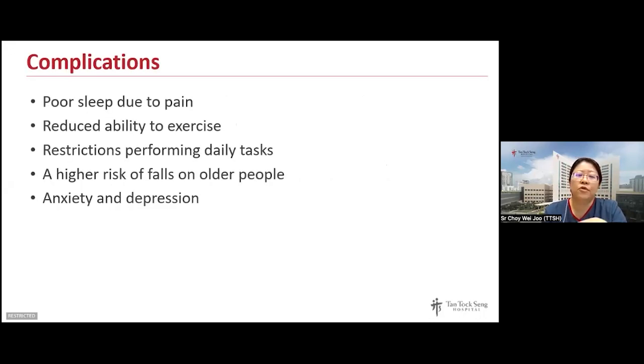Okay, so what are the complications of osteoarthritis? When the patient is in pain, they generally have poor sleep, because when they turn, they feel painful, then they can't sleep well. Then the next day they will feel lousy and not able to perform well. It also affects their daily life, like ability to exercise, and restricts them from performing daily tasks like going to work or going to market. It's a higher risk for older people to get falls, because when they are in pain, the muscle is weak, and they will also be poor in balancing, then they will fall very easily. With all these restrictions and poor sleep, sometimes the patient gets depression and anxiety over the pain.